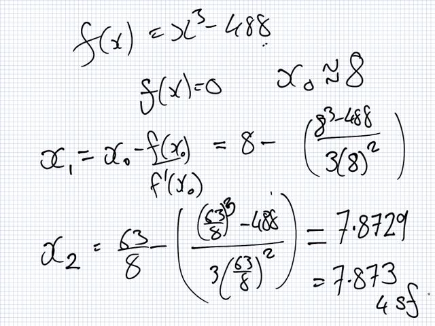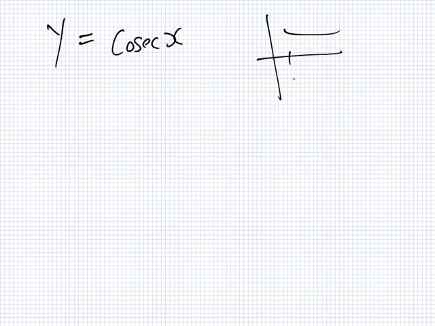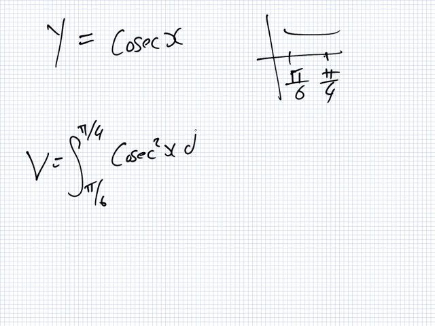A8. The curve y equals cosec x is rotated about the x-axis. Find the volume formed between x equals pi over 6 and pi over 4. Right, so this is a volume one. So volume is pi times the integral from pi over 6 to pi over 4 of the function squared dx. Oh, I've left out my pi here.